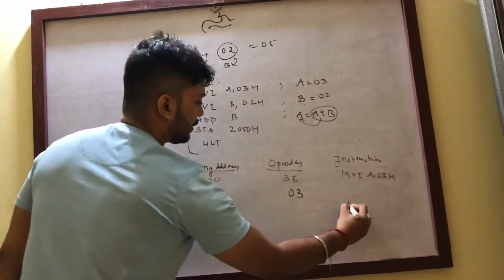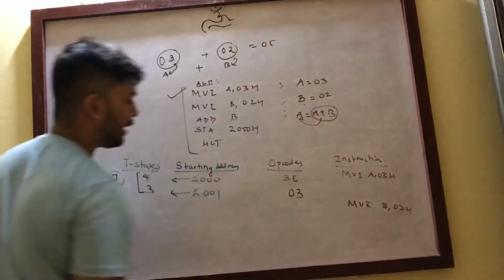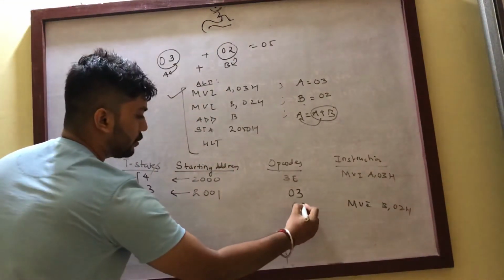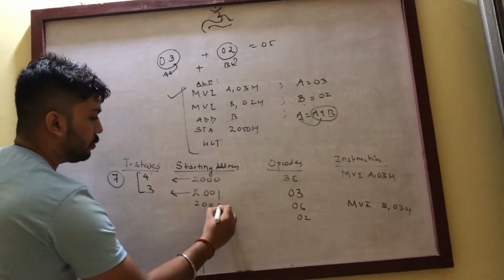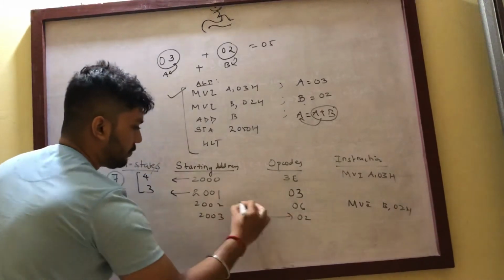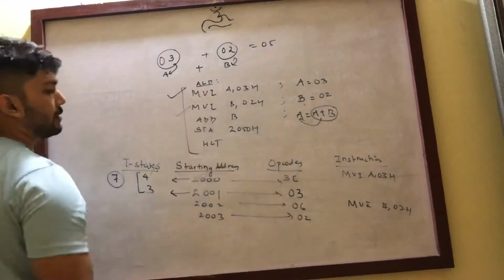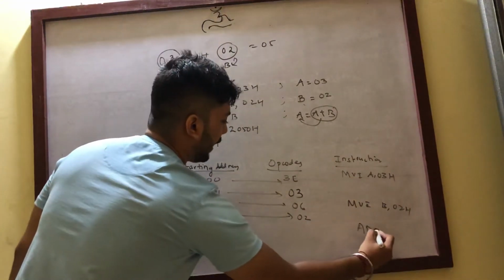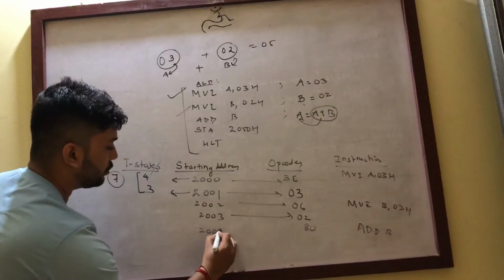The next instruction is MVI B, 02H. For MVI, the opcode is 06 and the data is 02. So I'll write 2002, the data is 06, and in 2003, the data is 02. After moving the data, now I need to perform ADD B. So for ADD B, the opcode is 80. That will be written in the next address, 2004.